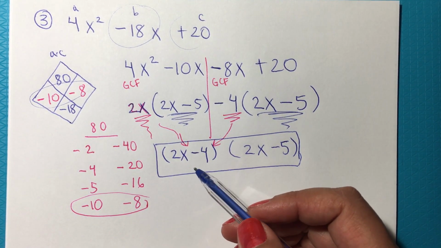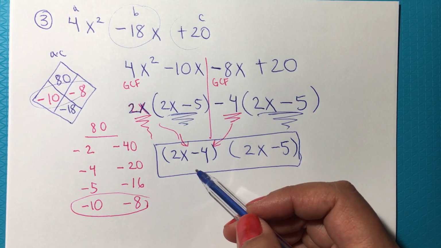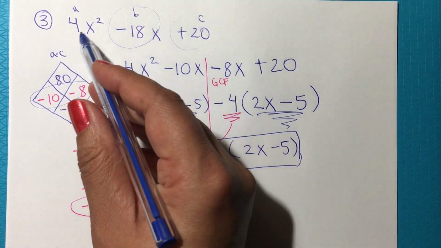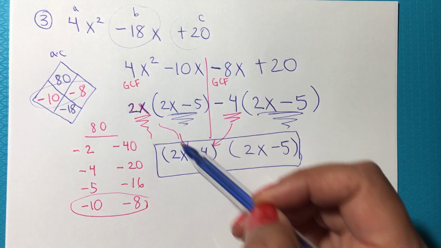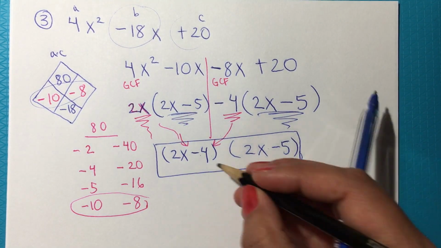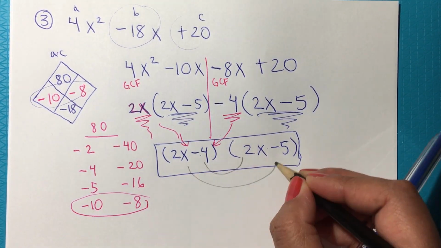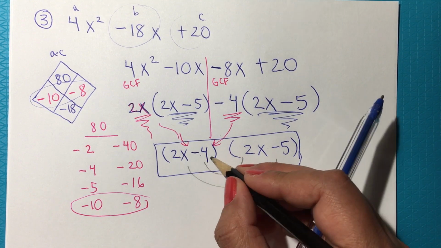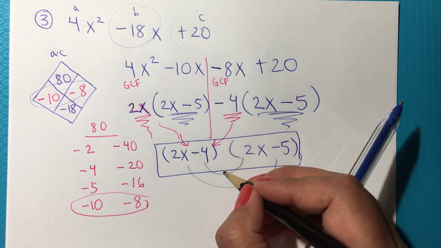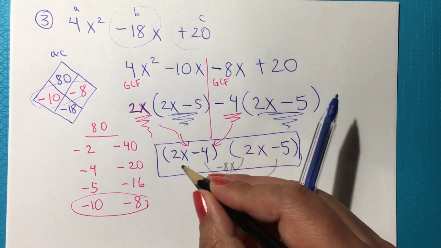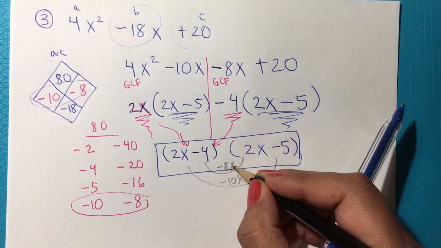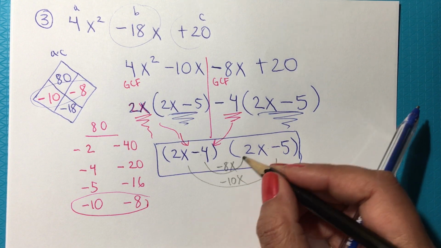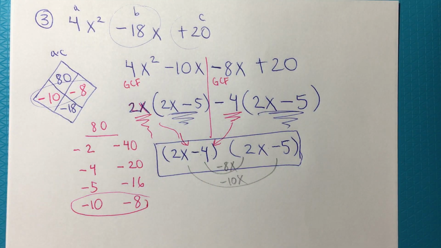Again, a super quick check. 2x times 2x is 4x squared. Negative 4 times negative 5 is positive 20. But for the middle term, it's a combination of inside and outside from FOIL. So negative 4 times 2x is negative 8x. 2x times negative 5 is negative 10x. And negative 8x and negative 10x will be negative 18x.